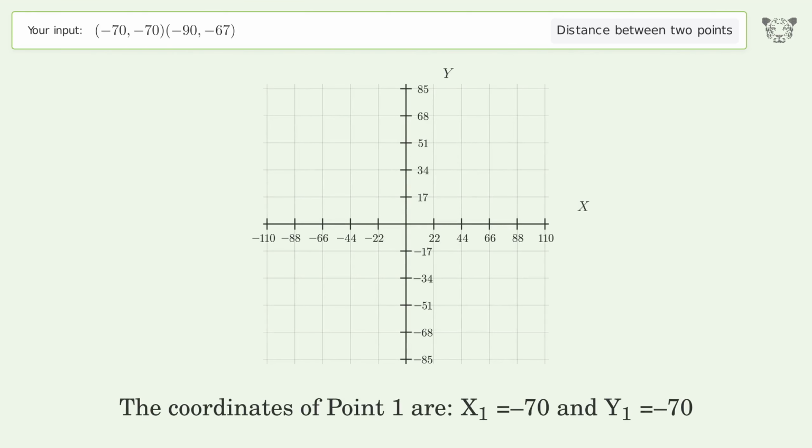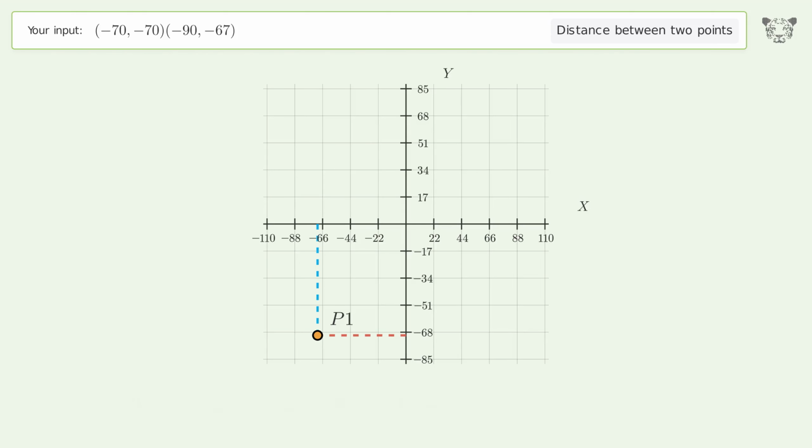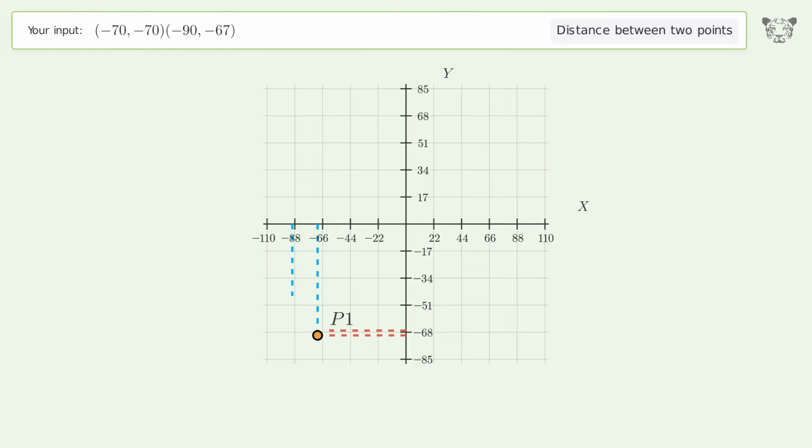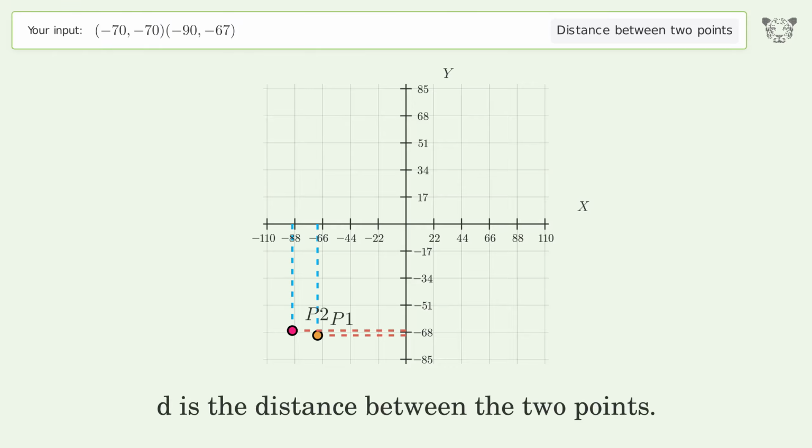The coordinates of point 1 are x1 equals -70 and y1 equals -70. The coordinates of point 2 are x2 equals -90 and y2 equals -67. D is the distance between the 2 points.